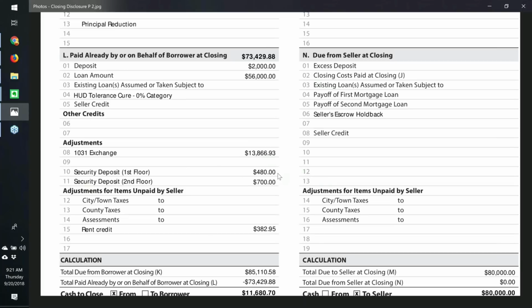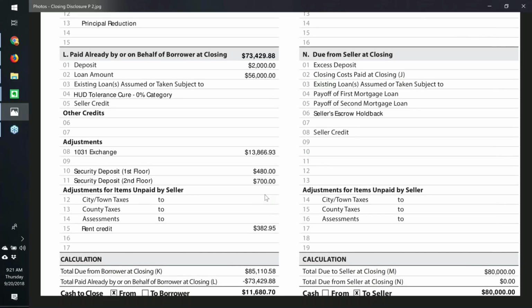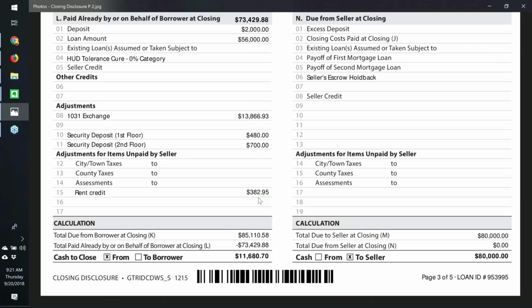And then he had to take over the security deposits from the tenants who were living in the building, because this is a rental property, right? And then finally, there was a rent credit that was due to one of the tenants, so that also gets factored in. And then as we total this all the way down to the bottom, we have the total due from borrower before any of the credits was $85,110.58.